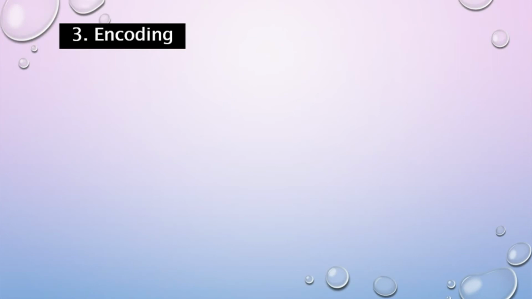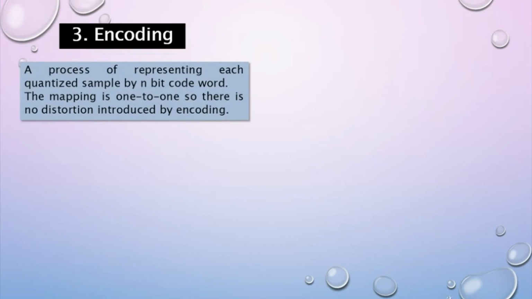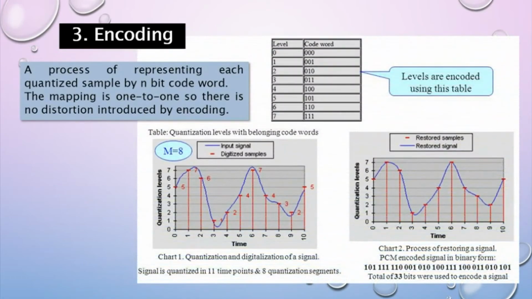So the last process of PCM is encoding. It is a process of representing each quantized sample by an n-bit code word. The mapping is one-to-one, so there is no distortion introduced by encoding. The figure at the right is a PCM encoding example.